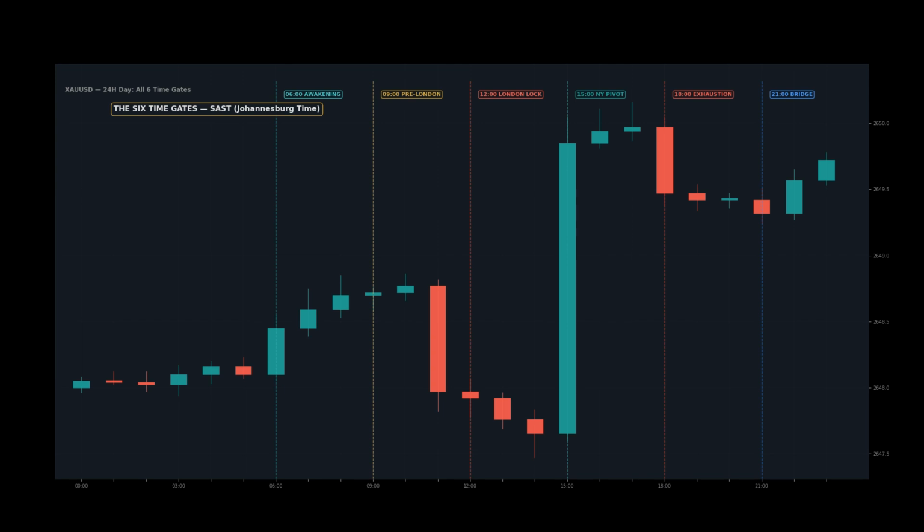Notice how each gate corresponds to a session transition where market behavior shifts. The Asian session from midnight to 8 a.m. shows tight consolidation. London opens at 10 a.m. with volatility. New York opens at 3 p.m. with the decisive move. This is the time framework we score from 1 to 3 points.